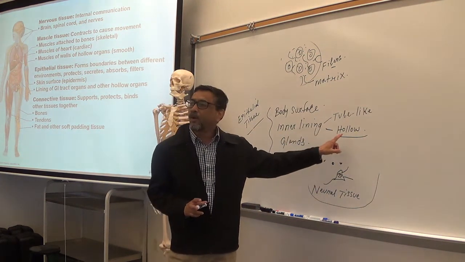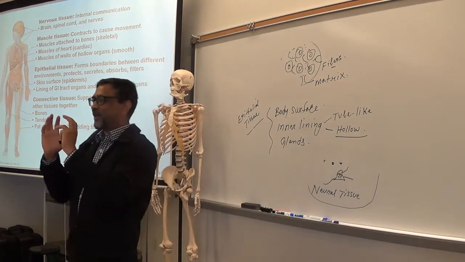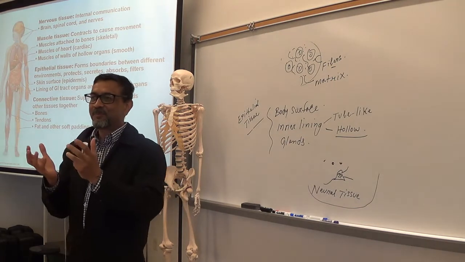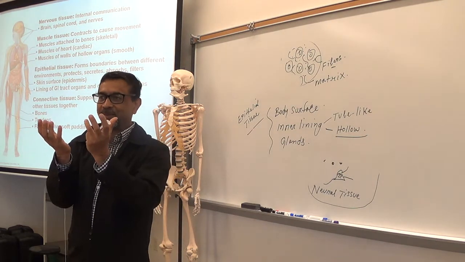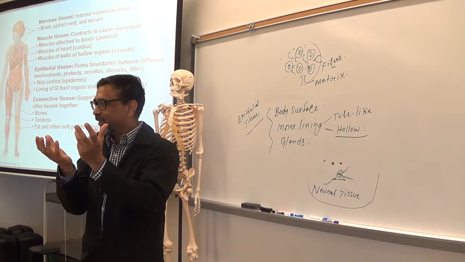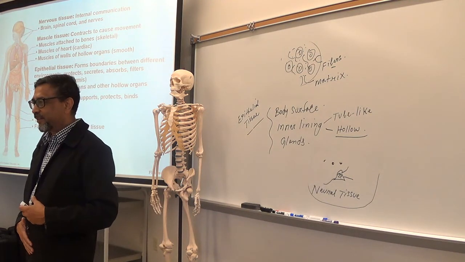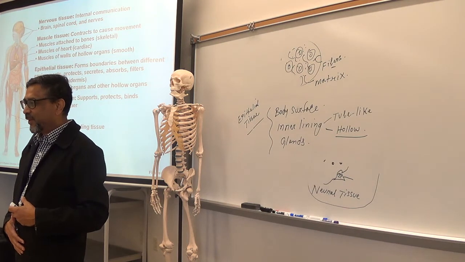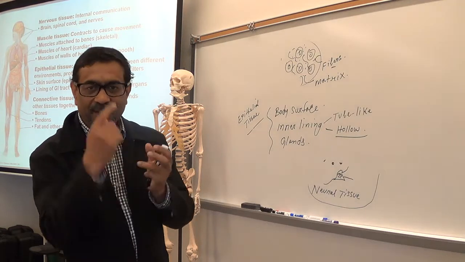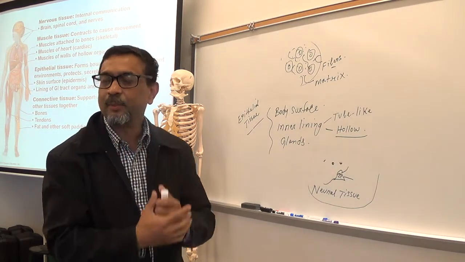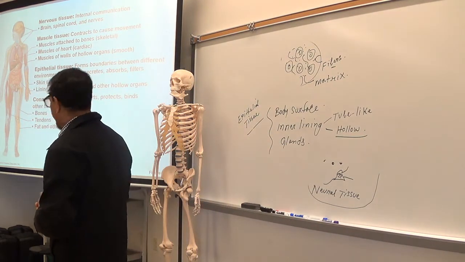Now you tell me hollow organs. What are the hollow organs inside your body? They're like a big cavity inside. Stomach, right? Make sense? How about here? You have the urinary bladder. You have the uterus, right? Those organs have a hollow or cavity inside. So the inner lining of those organs is epithelial tissue. Is it clear? And inside the glands.